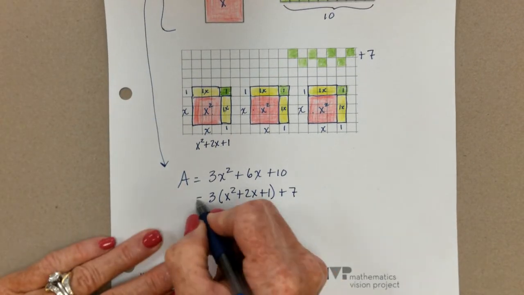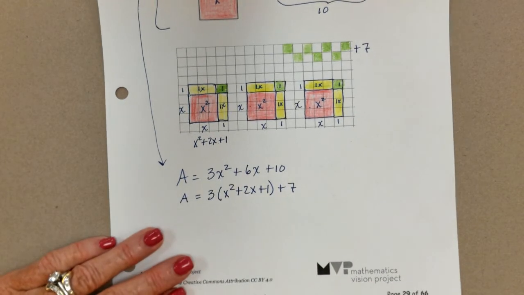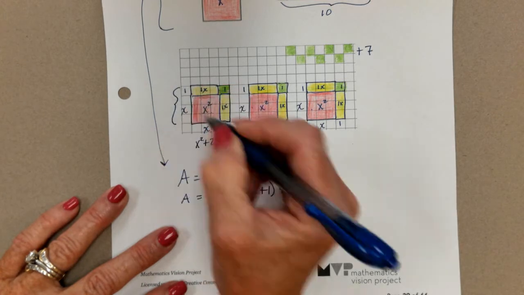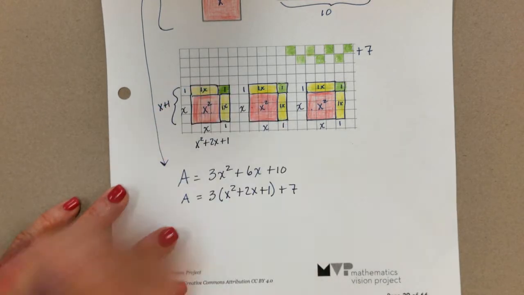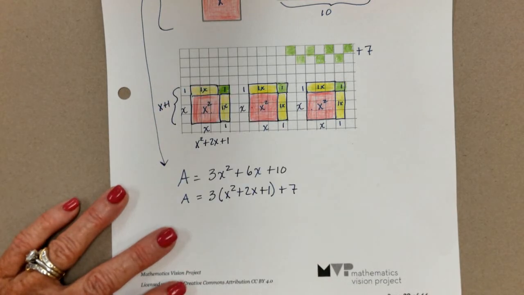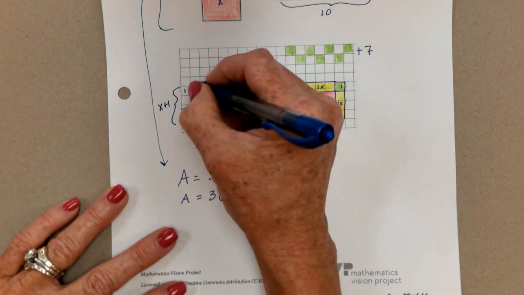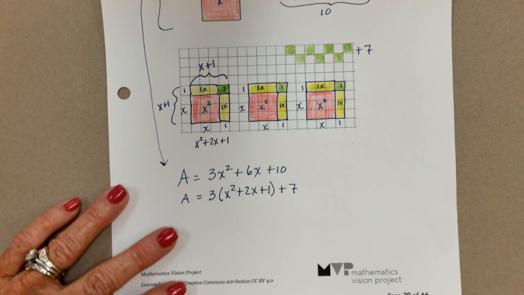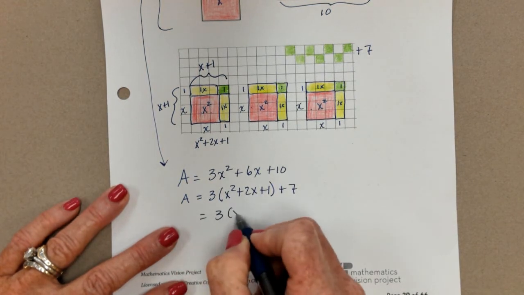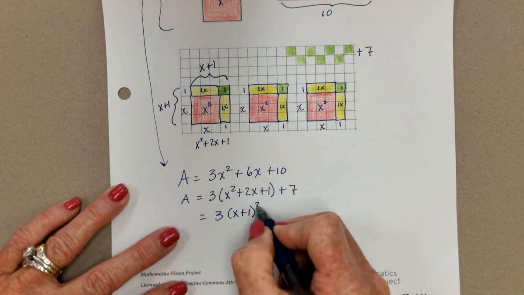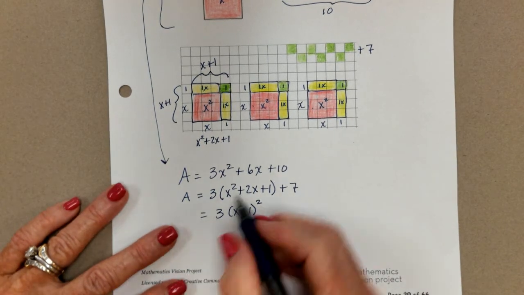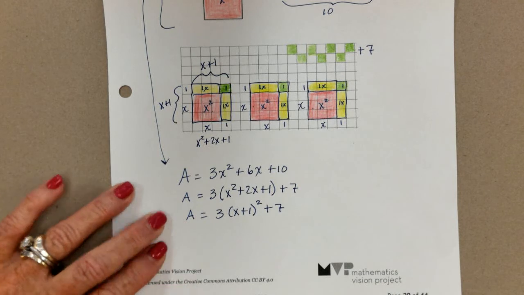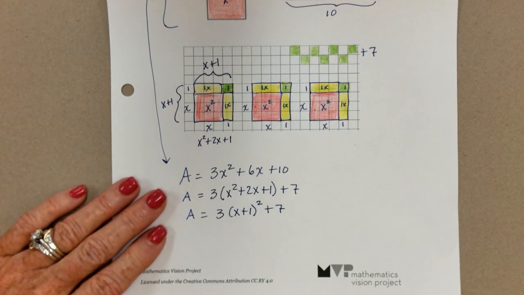And that's another form that we could do. And then the last one is, if you look at the whole side, this whole side is x plus 1. And I can't write it down there, I don't have enough room. This whole side up here is x plus 1. And we have 3 of those, 3 of those x plus 1 squareds plus a 7. And there's your 3 ways of expressing area.